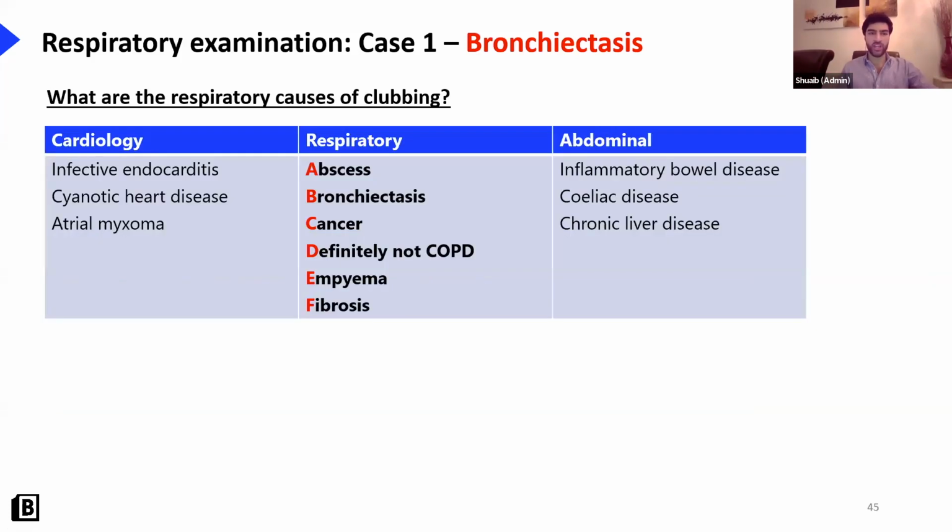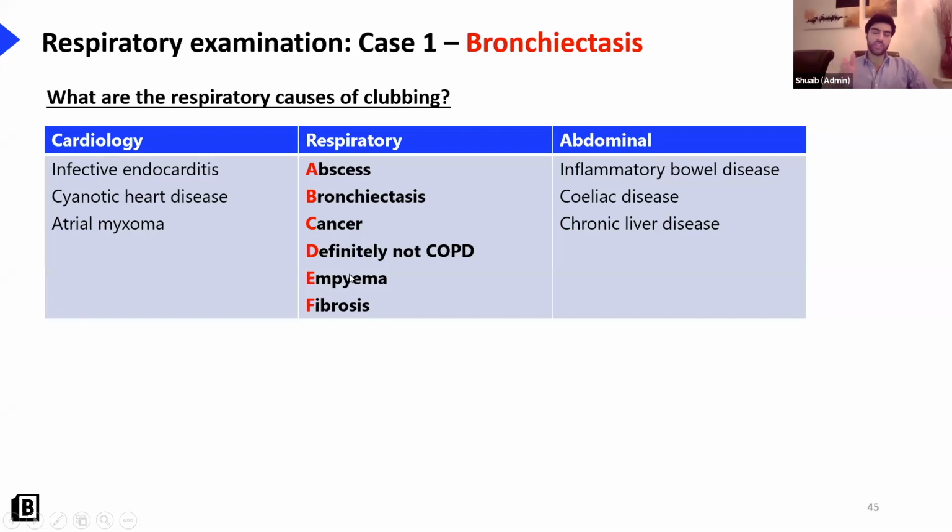This is another common question in OSCEs, and it's actually useful for you to know what are the different causes of clubbing for each particular system. So if we take respiratory here, because that's what we're focusing on, A, B, C, D, E, F. So lung abscess, bronchiectasis, cancer, definitely not COPD. So COPD does not cause clubbing. Empyema and fibrosis. So of this list, you're not going to get a patient with a lung abscess, and you're not going to get a patient with empyema because they will be too unwell.